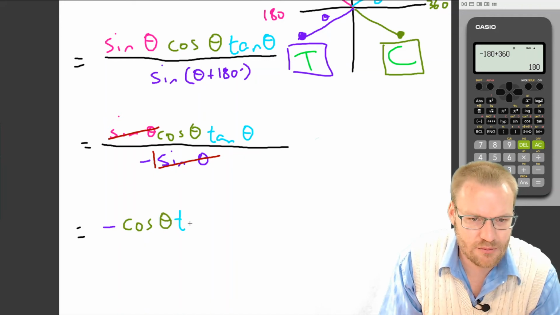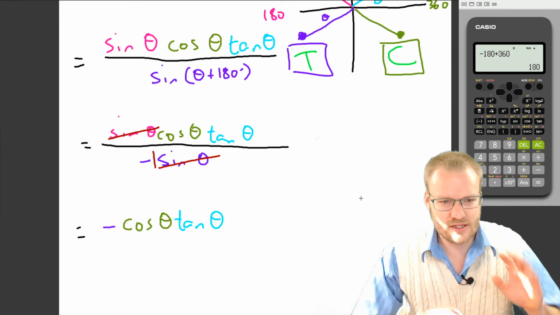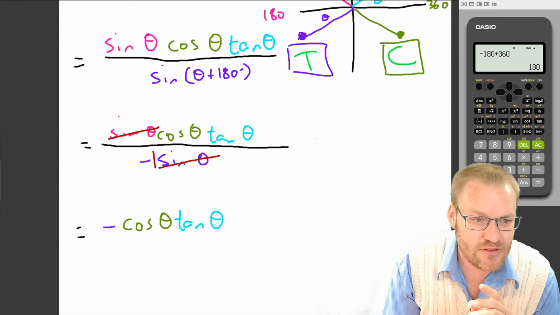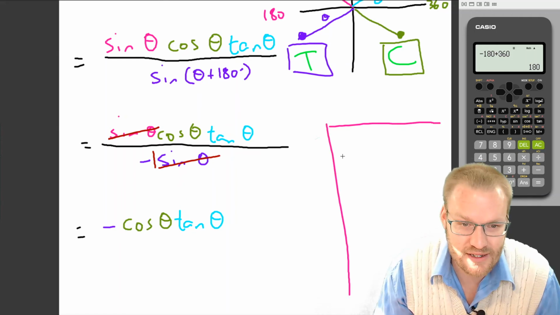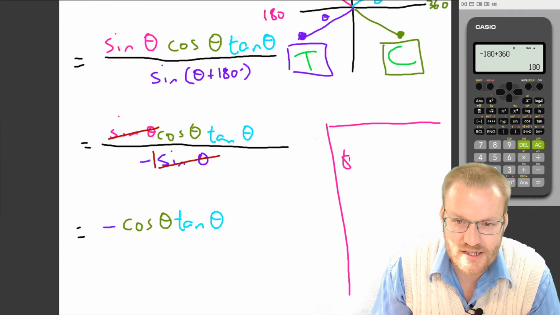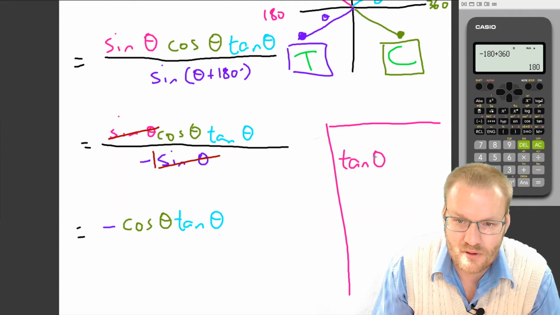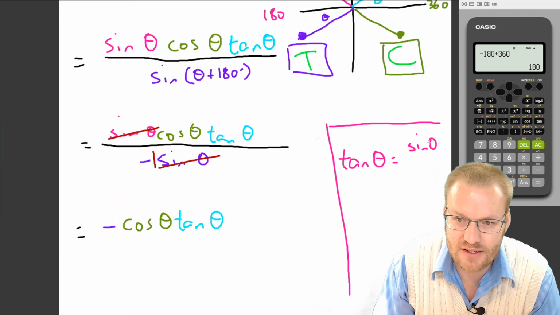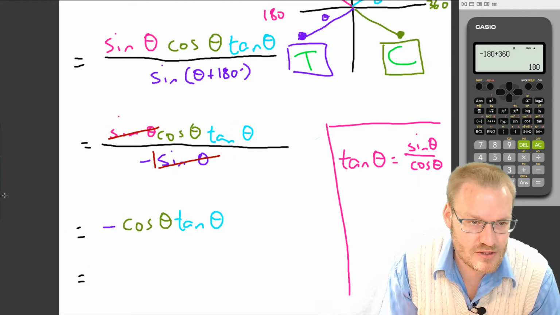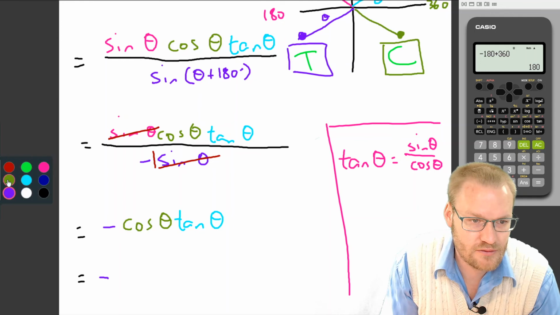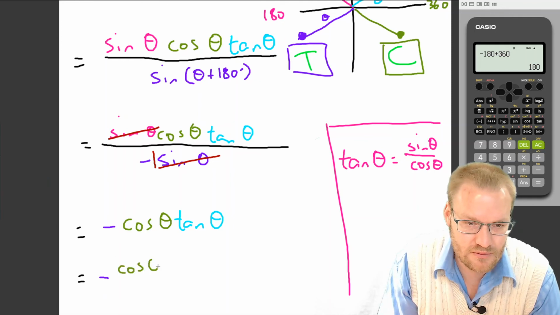tan theta. You may get to this point and think, well, that's it, great, we're done. We're not done yet because we haven't used this fundamental trig identity. That is that tan theta is equal to sine theta over cos theta. So this tan theta we can change and say, cool, this is still negative cos theta, tan theta.